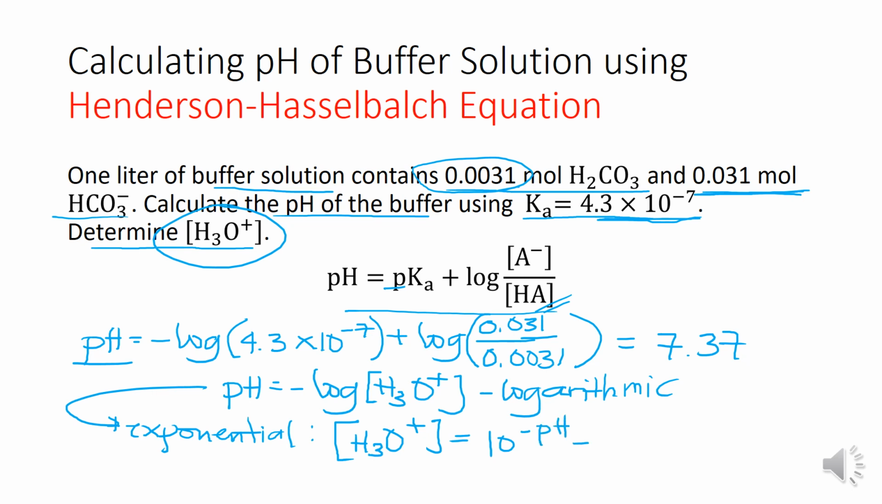So let's plug in the calculated pH. So you have 10 to the negative 7.37. So the hydronium ion concentration is 10 exponent negative 7.37, and that is 4.27 times 10 to the negative 8.